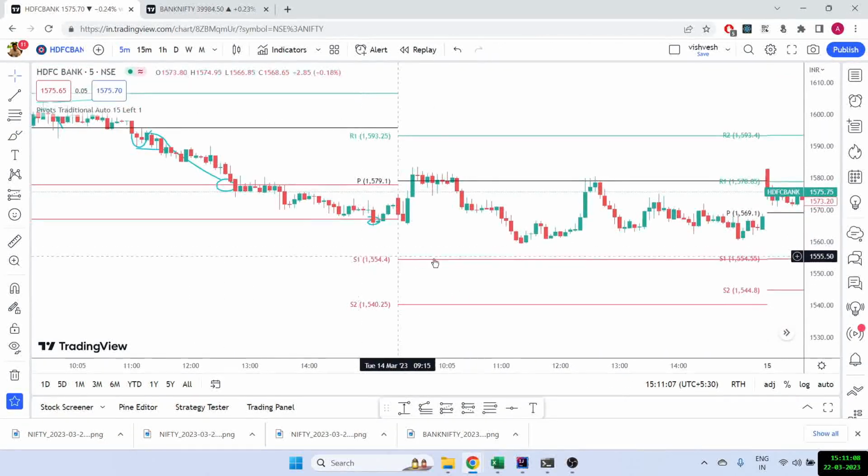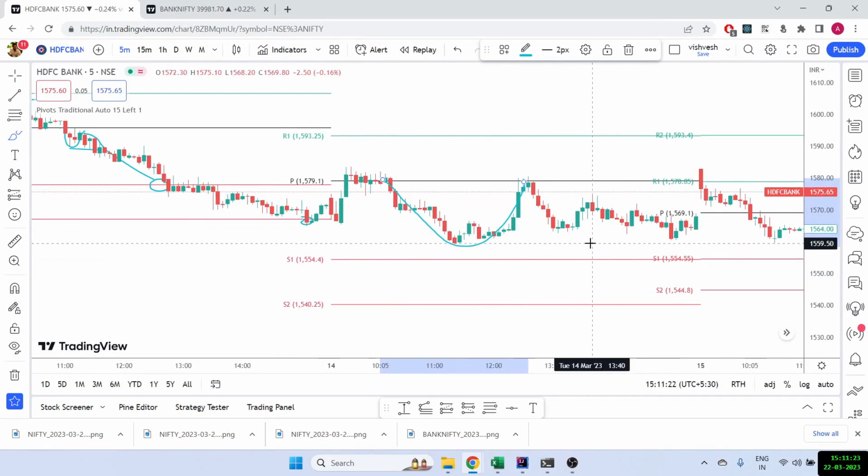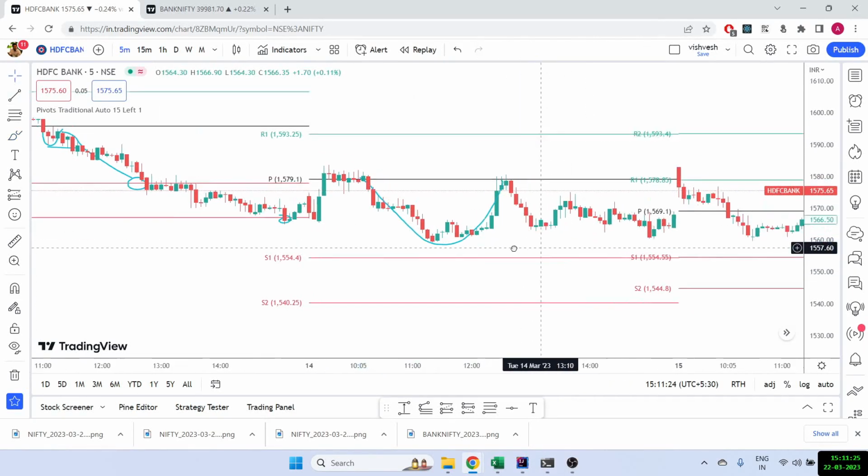Let's see if we get any more entries. The next day you will notice that there is no entry here. There is no entry here because the pullback itself was pretty late. So we can see that the market came down, and then there was a pullback, but it was a very big pullback, so we will not take any entry. So no trade on the next day.